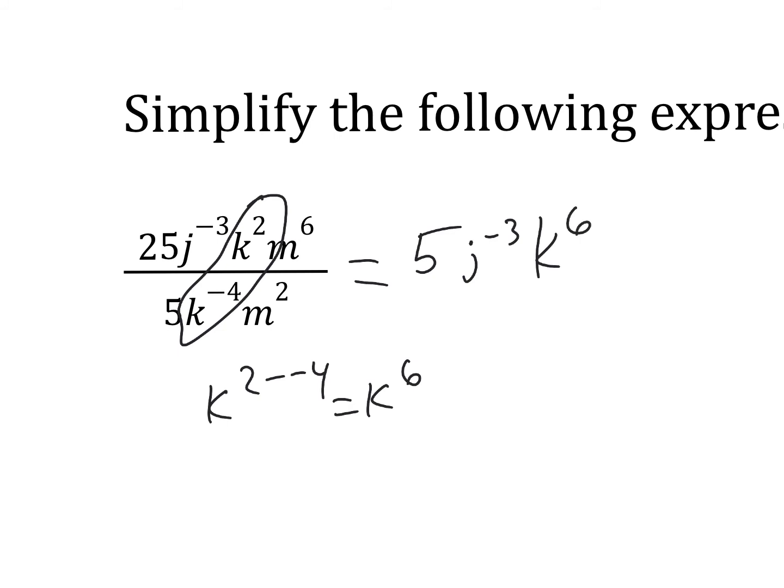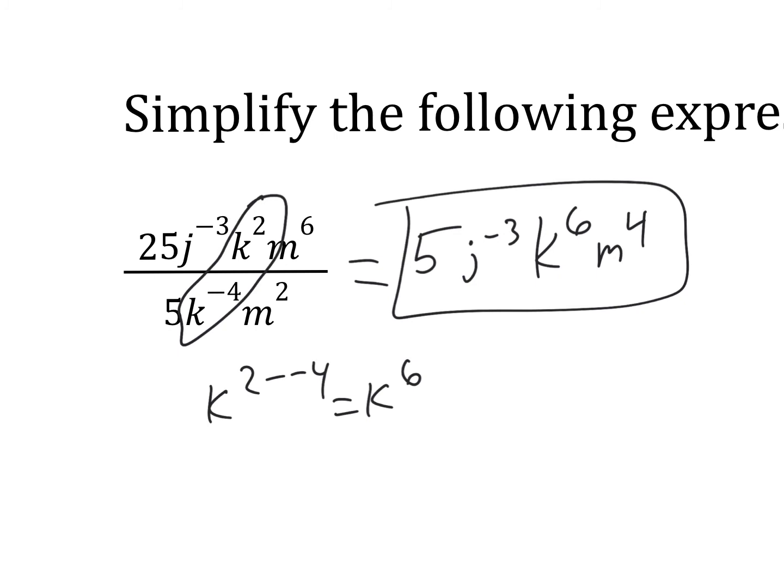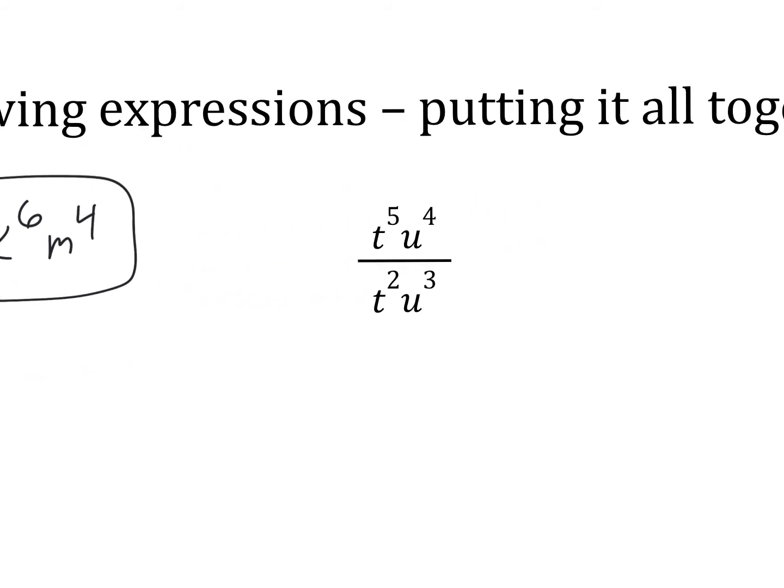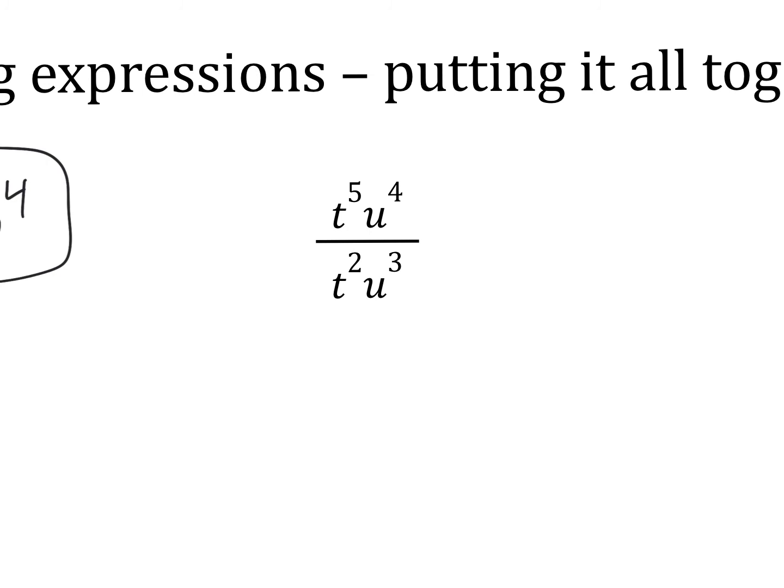And then we have m to the 6th over m squared. So m to the 6 minus 2 is m to the 4th power. And we'll learn in the next video what to do with negative exponents. So for now, we'll just leave the exponent as a negative number. All right, here again we got t to the 5th over t squared, that's t to the 3rd. U to the 4th over u to the 3rd, that's just u to the 1st, or just u, right? We really don't actually need that one.